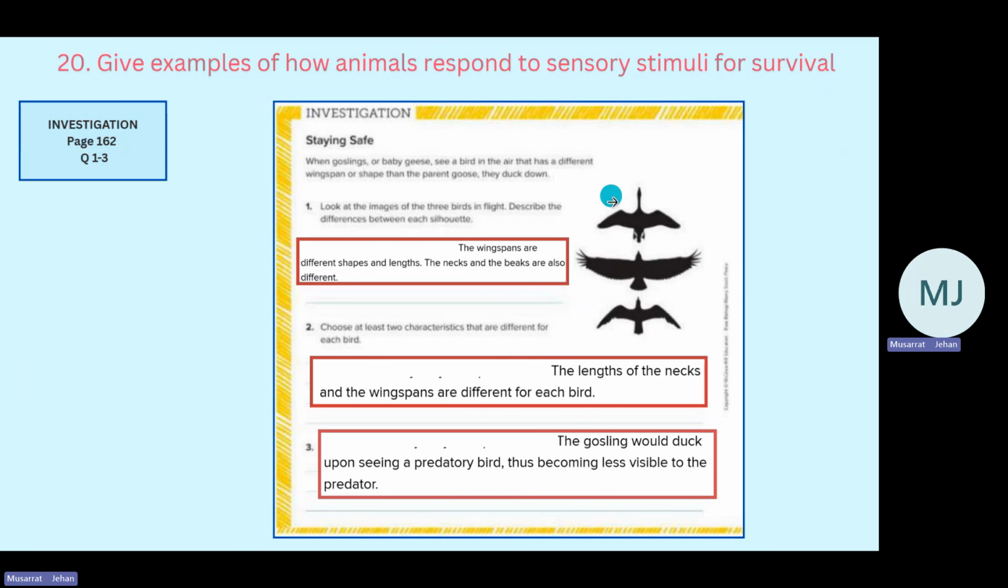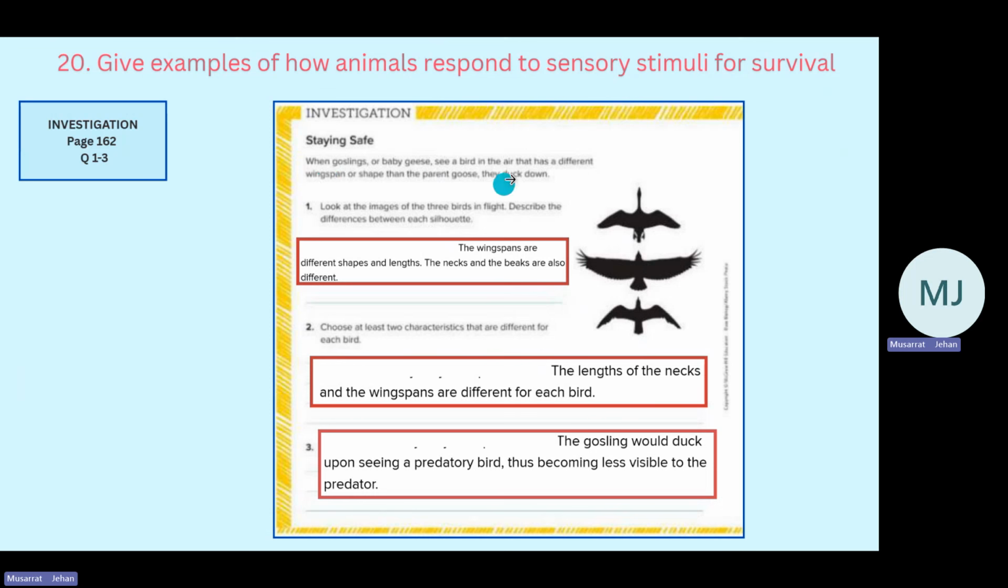Here they say that there are three birds. What is the difference between each of the three? Silhouette means this black figure. You can see the wingspan is different for each. They have a different wingspan. Also their necks and their beaks are different. So these are the differences between them. You have to tell two characteristics that are different. So the length of the necks: here the neck is long, here a little bigger, and here is a long neck. And the wingspans are also different.